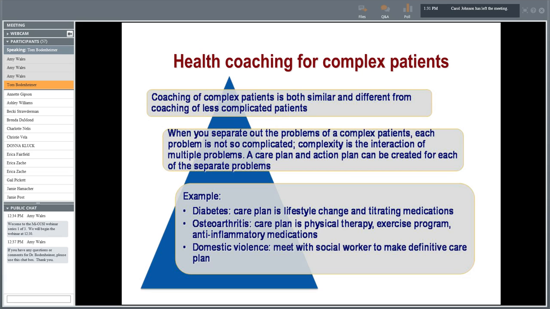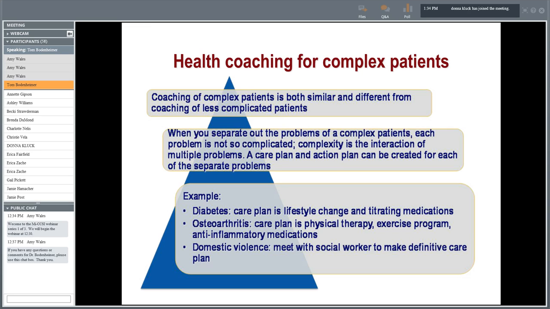And that's why creating a care plan, really working down the different problems in the relative order that you and the patient and the family decide on, really works pretty well. So you really can take complexity and make it into a lot of different less complex issues. That's what a good care plan will do.